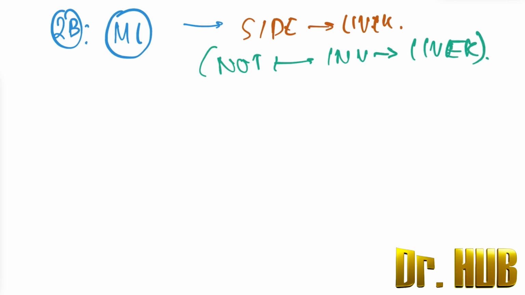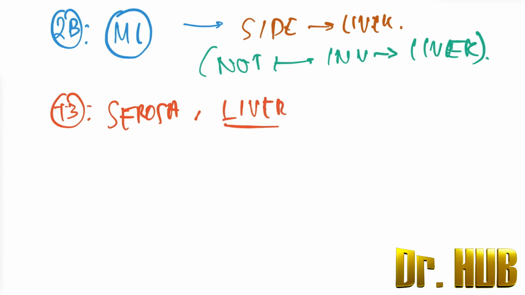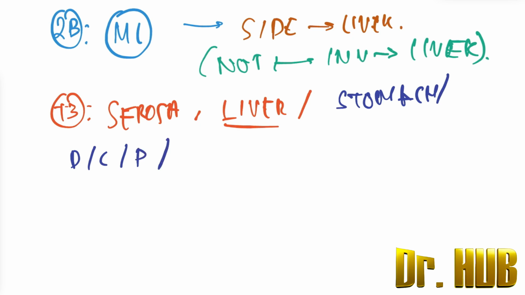Then we move on to the T3. T3 means the tumor invades the serosa and or it has grown directly into the liver, or one nearby structure like the stomach, the duodenum, the colon, the pancreas, or the bile ducts outside the liver.